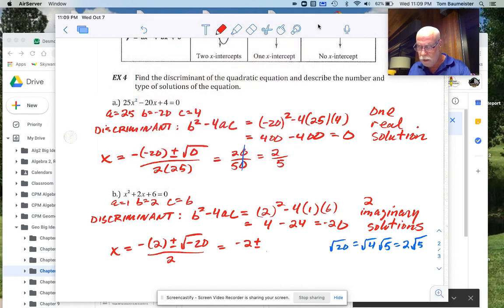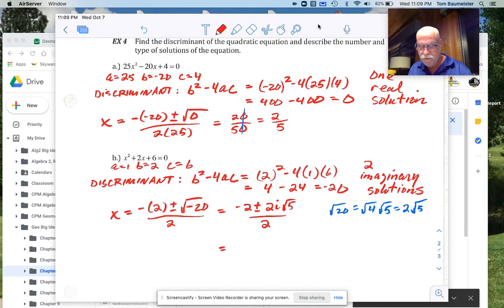So this will be 2. But what about that negative, ladies and gentlemen? That was an i, right? I just did the 20 part because it had already technically taken out the i for you. And then I'll have root 5 over 2. So now again, think what I just told you. If I factored out a 2, I could divide the 2's. So that would give me negative 1 plus or minus i root 5. And that's my final answer for that one.